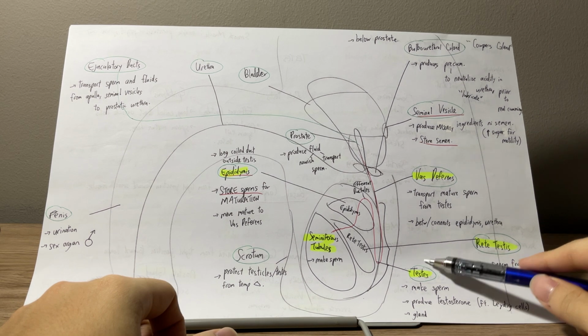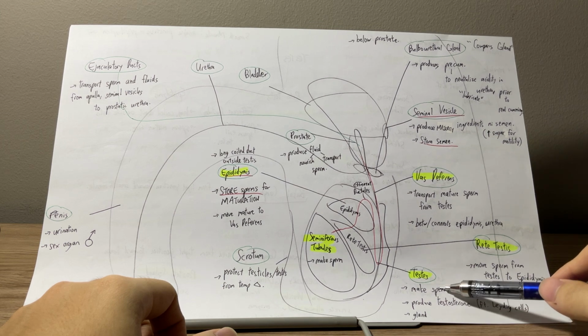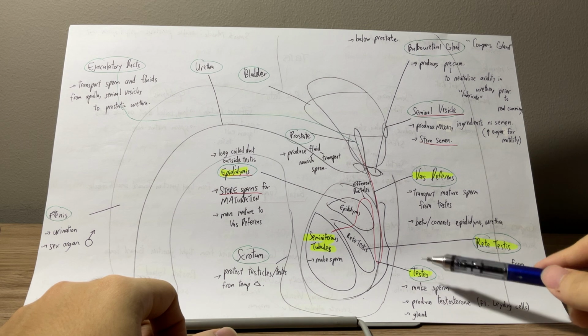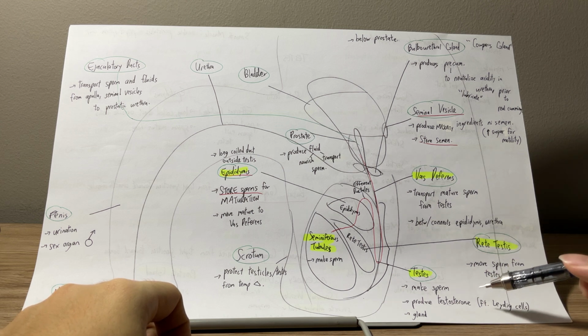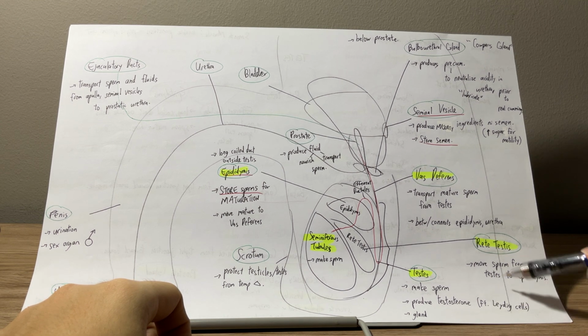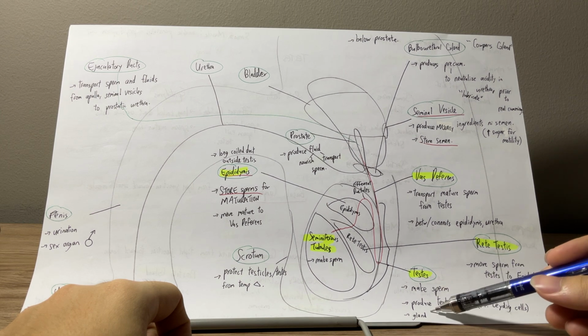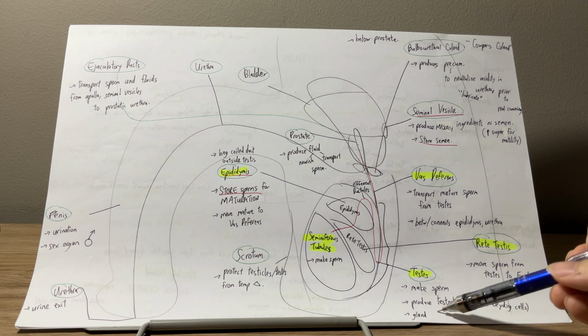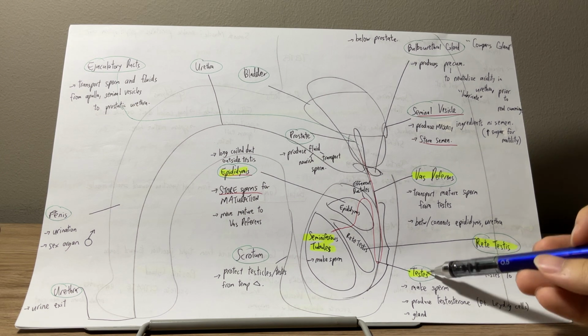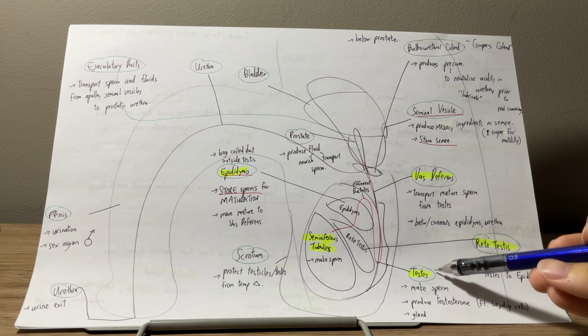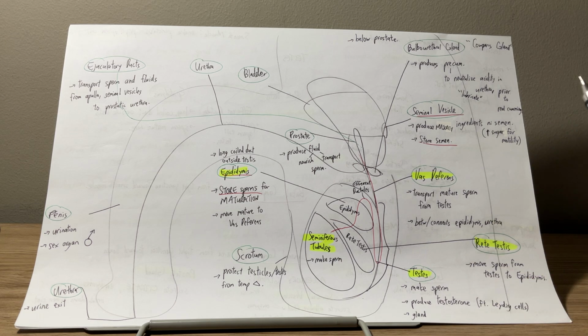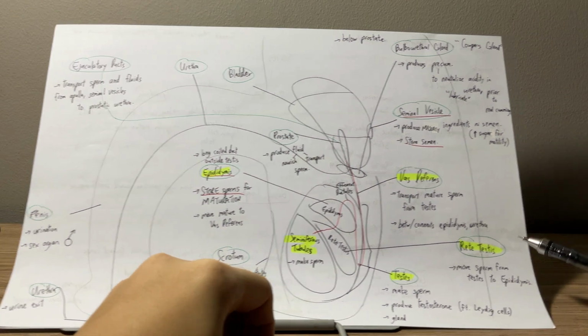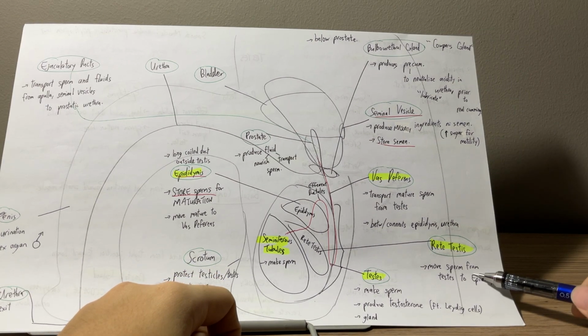The testes. This is the one responsible for the creation of sperm. Also, it produces testosterone with the help of Leydig cells, and it's a gland. Together with the female counterparts, I think that is the ovaries. So if female is to ovaries, male is to testes. Both of them are glands. So the rete testis moves sperm from the testes to the epididymis.